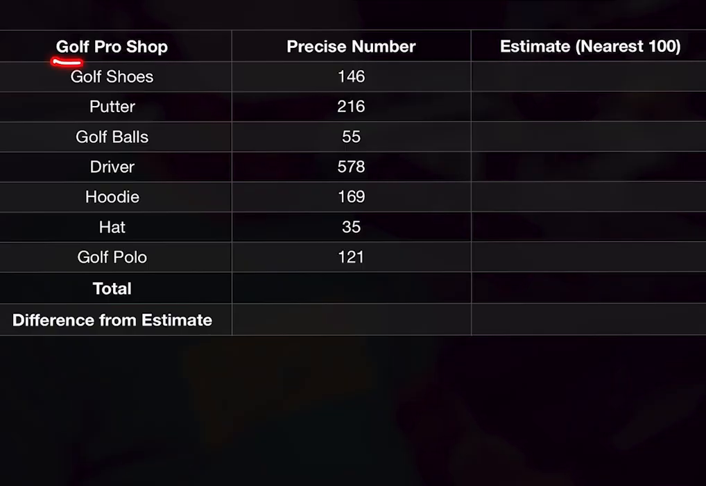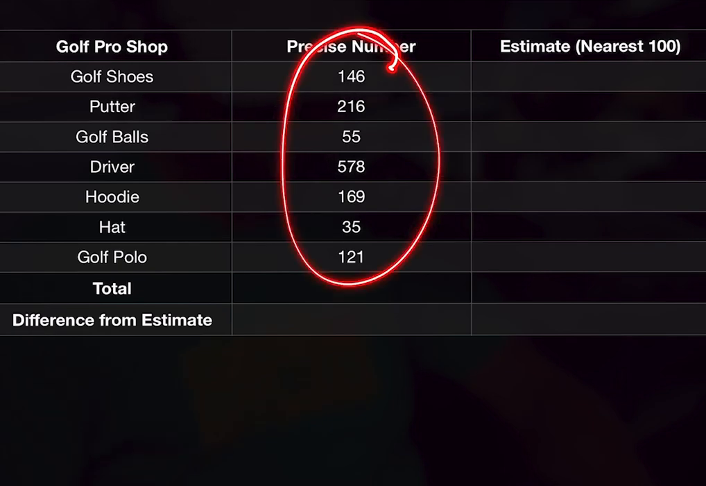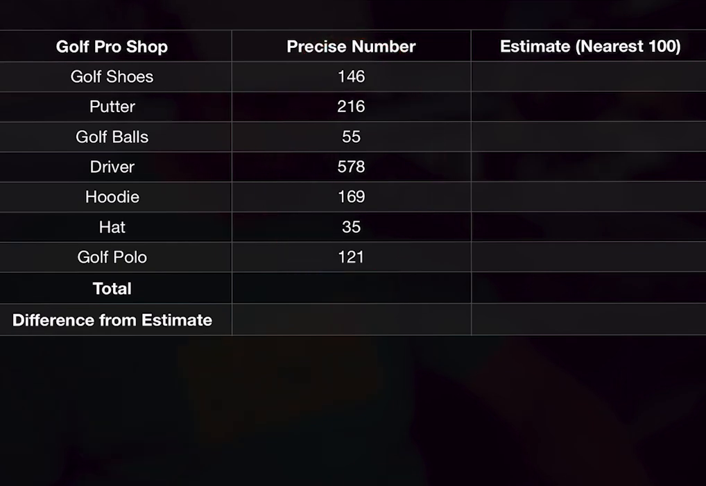So now we're going to zoom in on the pro shop, one of my favorite places. Well, not really, but actually it is. You can tell from the prices of the items here, this is a place where you can spend a lot of money.